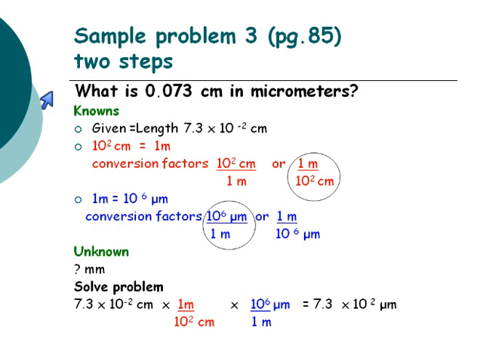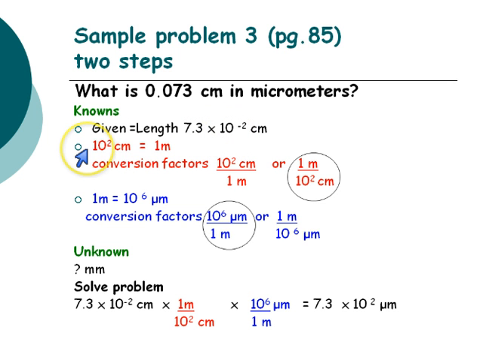Okay, this is a sample problem. It's on page 85. You can look at this and I'll explain it. Here we do it in 2 steps. We can't just do it in 1 step. So what is 0.073 centimeters in micrometers? So this is our given, 7.3 times 10 to the minus 2 centimeters. I just converted this to centimeters. I moved it over 1, 2. So that's 10 to the minus 2.